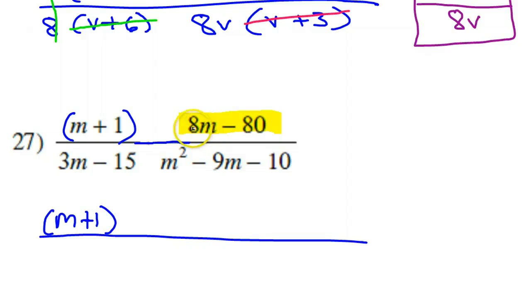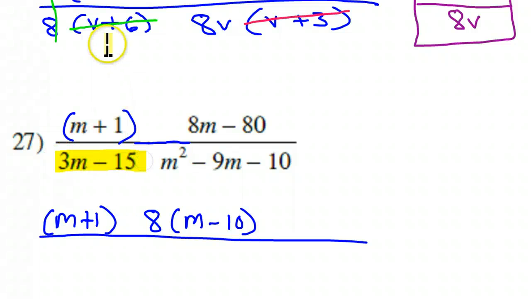Okay, so I'm going to do the GCF right here. So that's going to be 8 times m minus 10. 8 times 10 is 80, obviously. Now, that brings me to here. So focus your eyes right here. Again, I see a common factor. So that's 3 times m minus 5. 3 times 5 is 15.